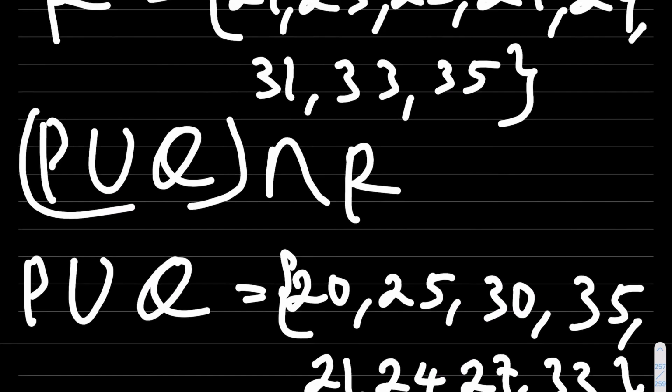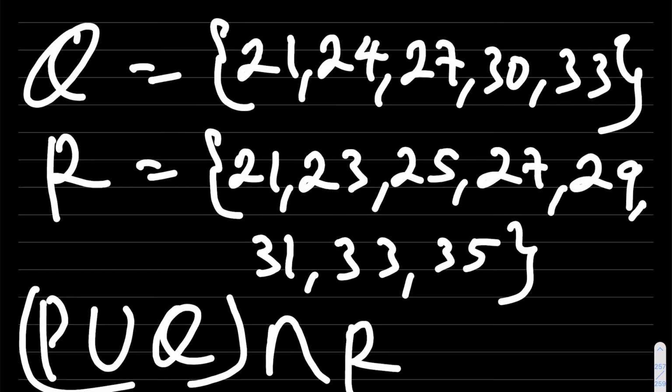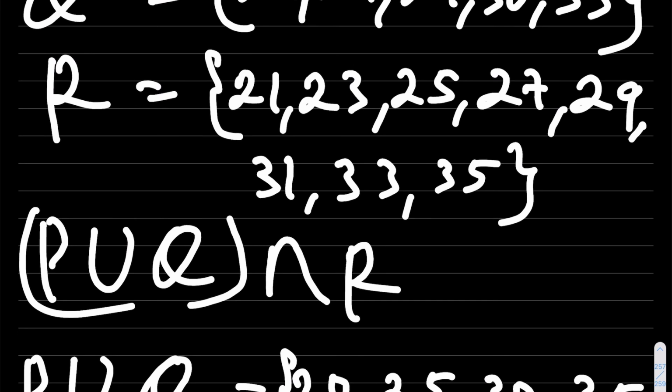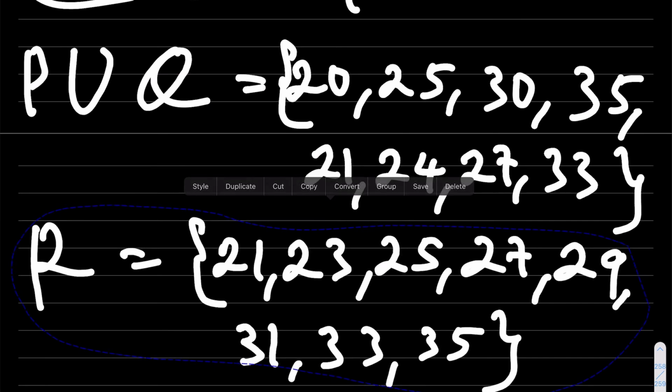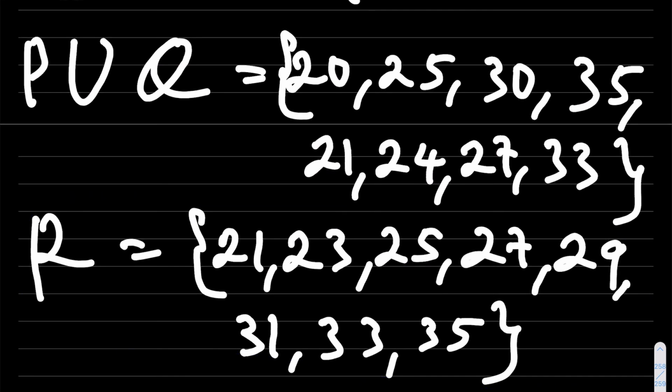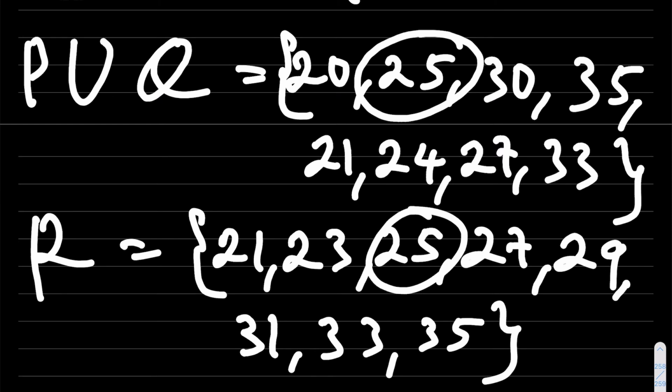Now I put that side by side with R to see what's common to the set R and the set P union Q. So let me just paste that here. Yeah, this is the set R. So now I want to see what elements are common. 20 is in P union Q, but it's not in R. 25 is in P union Q, it's also in R. 30 is in P union Q, but it's not in R. 35 is in P union Q, and it's also in R.